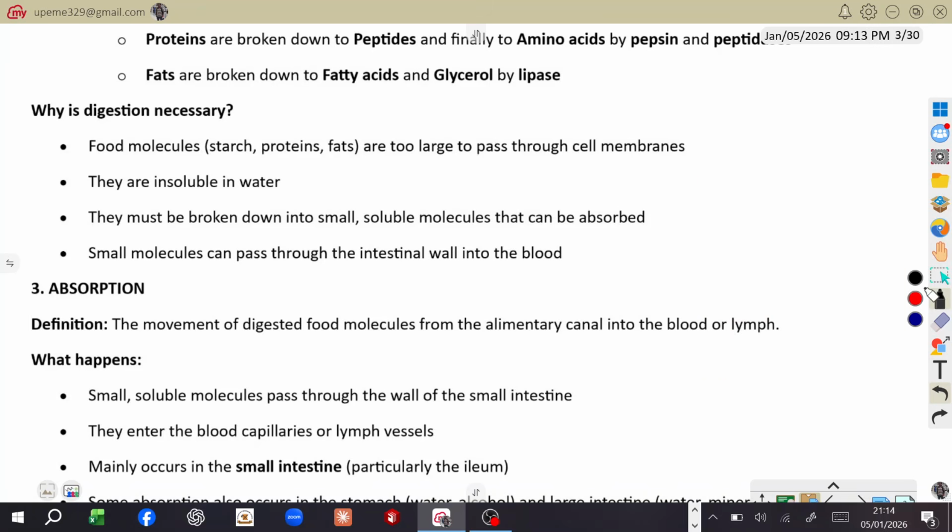So when we eat them without being chemically digested, they are quite big, so they cannot pass through the cell membrane. A cell membrane has tiny holes. So food molecules such as starch, proteins and fats, even if you chew them, are still quite big to pass through the cell membrane, and hence they need digestion. They are insoluble in water, so they must be broken down into small soluble molecules that can be absorbed, which means they can now pass through the cell membrane.